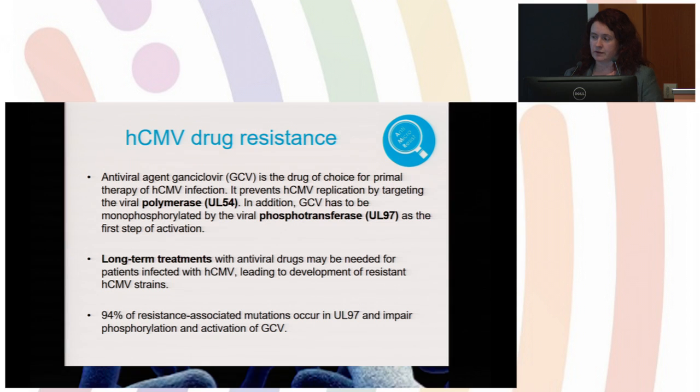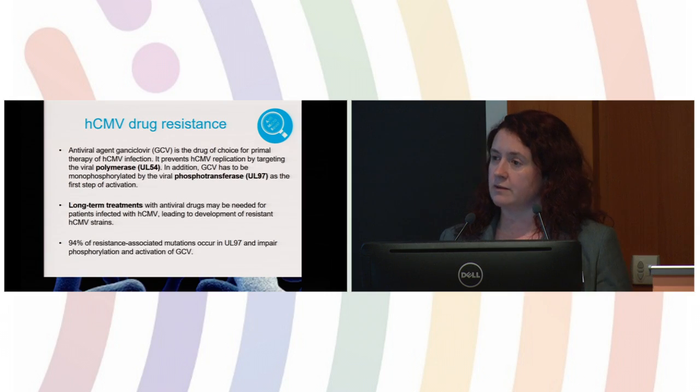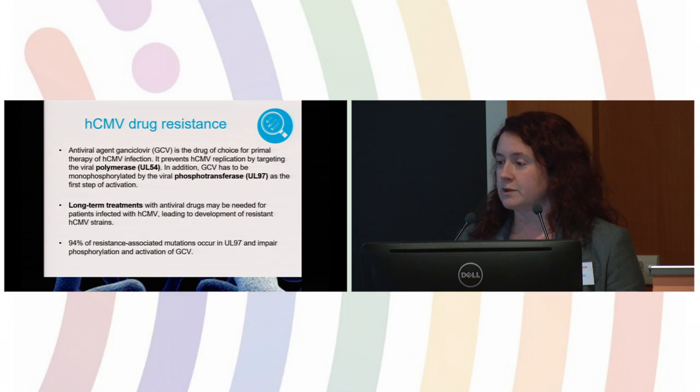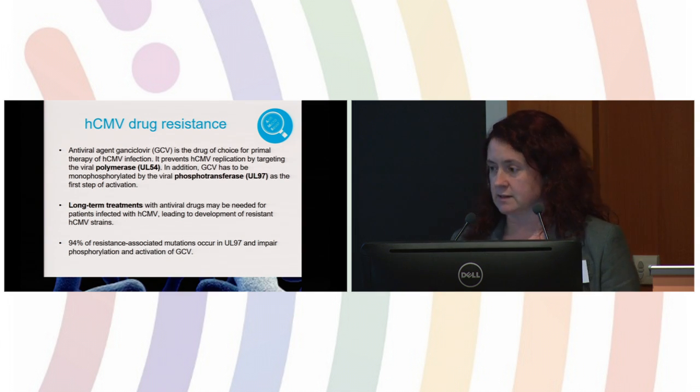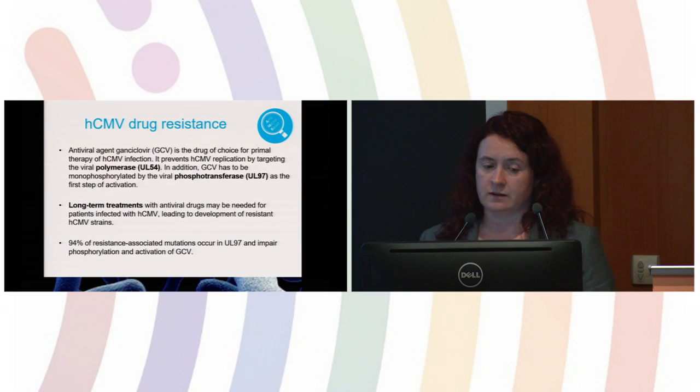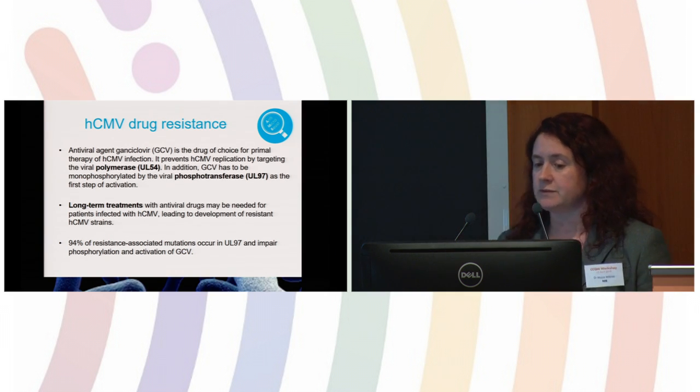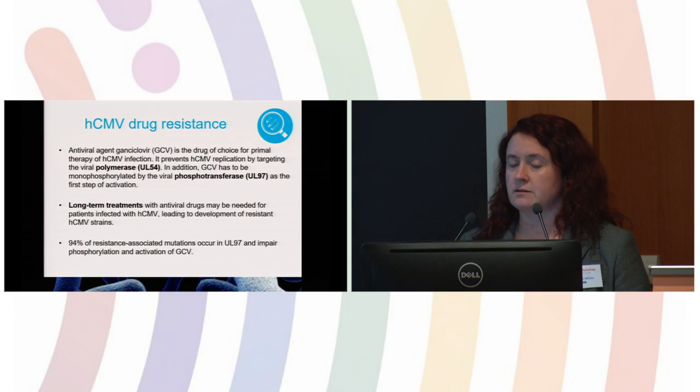In patients with, for example, organ transplant, treatment can be quite long-term because they have to follow the virus, and these patients have a suppressed immune system. So this is the opportunity for the virus to develop resistance. And actually, in this region where this phosphotransferase is located, this is region UL97.